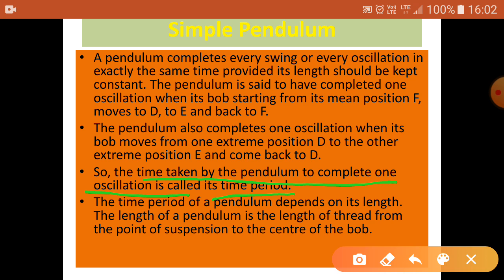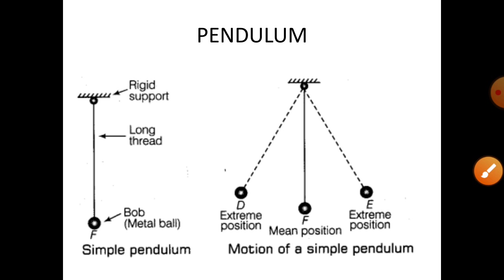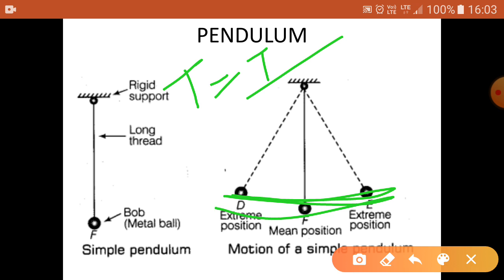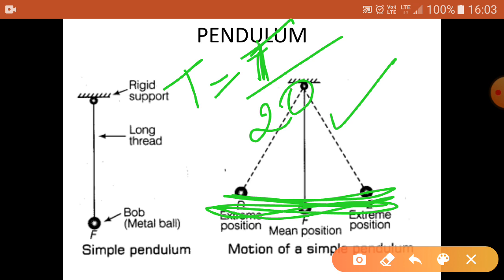You should know how to calculate one oscillation. So with the help of this pendulum, we have to calculate the time period. And what is time period? Time taken by the pendulum to complete one oscillation. For that, it's very difficult to keep track of one oscillation. So we will for example take 20 oscillations. So time taken in completing 20 oscillations will give you the time period of one oscillation.